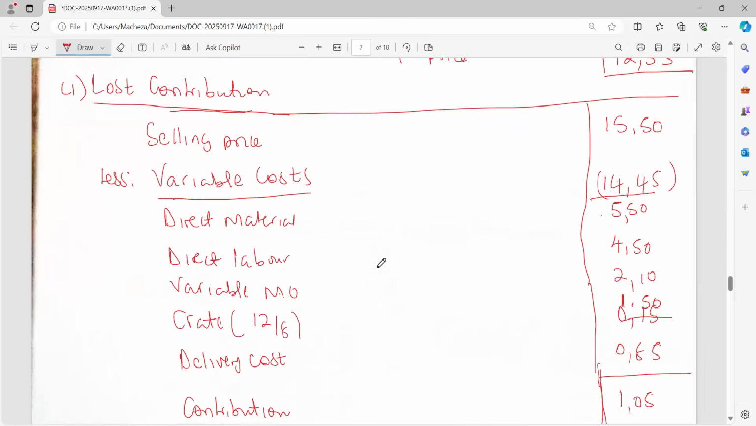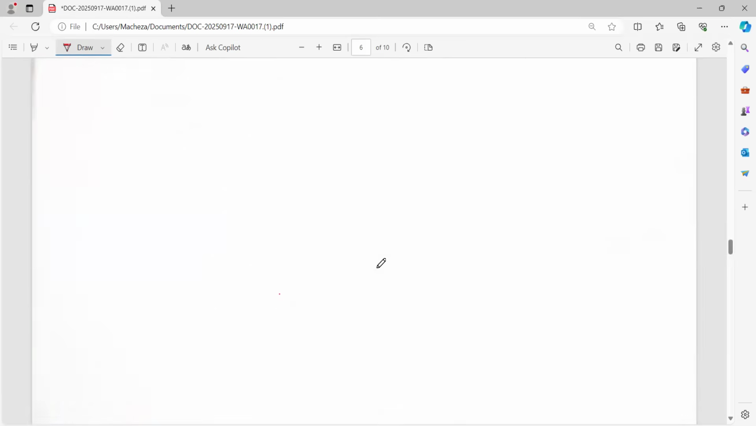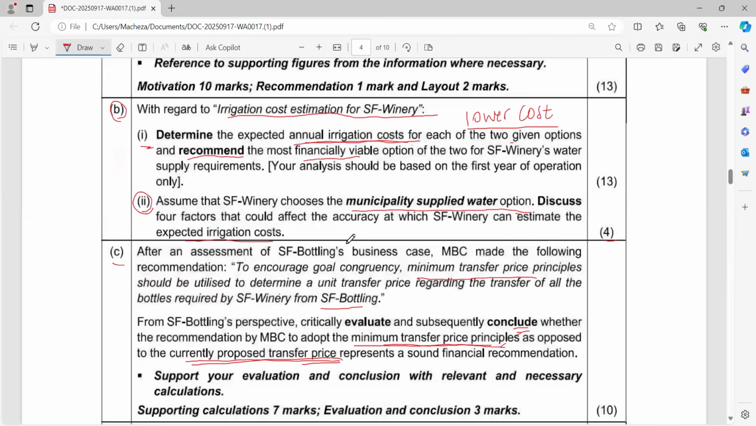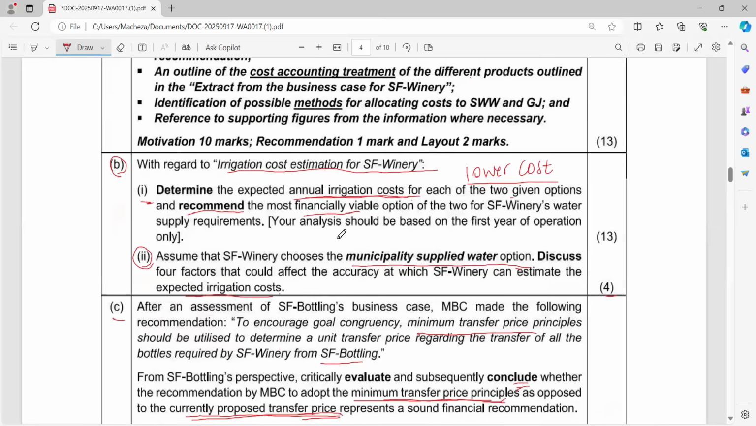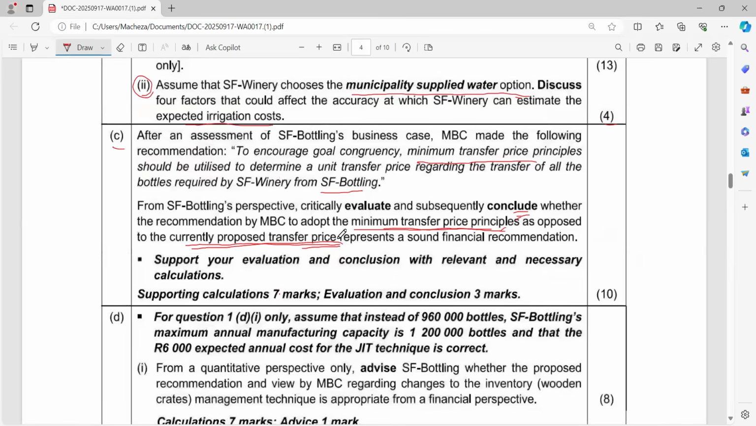Let's just check here. There's something that I want to cross-check from the scenario. I'm not disagreeing with you. So the scenario says: after an assessment of SF Bottling's business case, MBC made the following recommendation to encourage goal congruence. Minimum transfer price principle should be utilized to determine a unit transfer price.